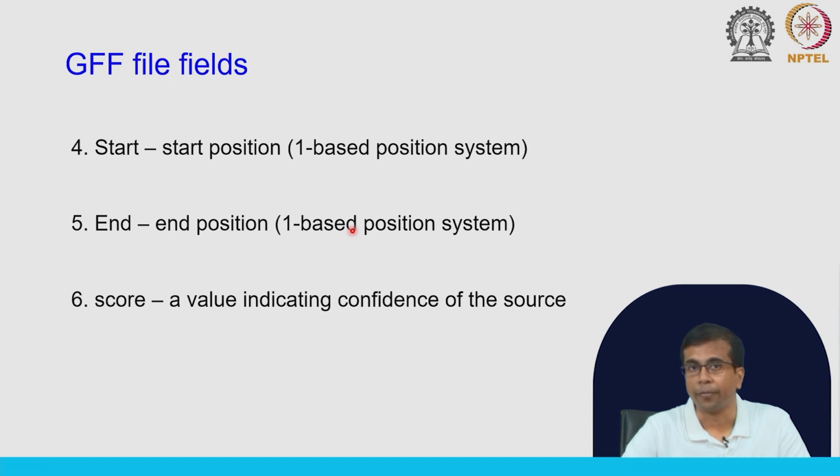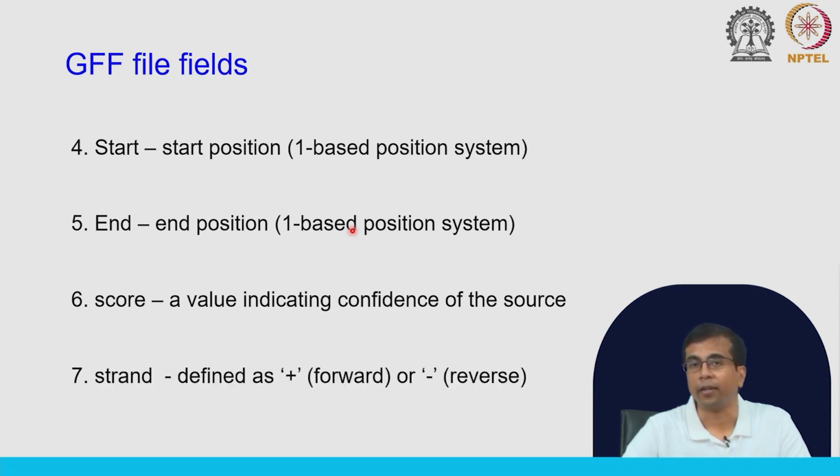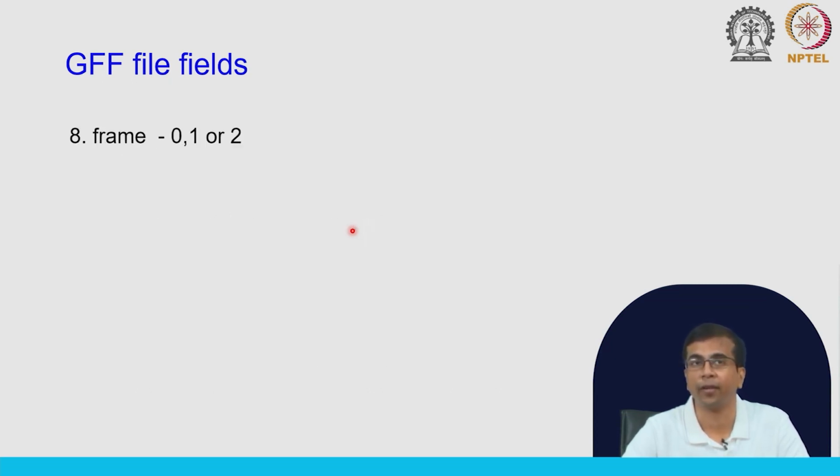The next one is score. This is a value that indicates how confident the source is about the annotation. Whether it is a gene or an exon, this confidence will be reflected in the score in the sixth field. If the value is not available, there is no confidence value, it is just represented by a dot. Then you have the next one, the strand field, which is defined as plus or minus. So, you can understand whether the feature is present in the plus strand or the negative strand.